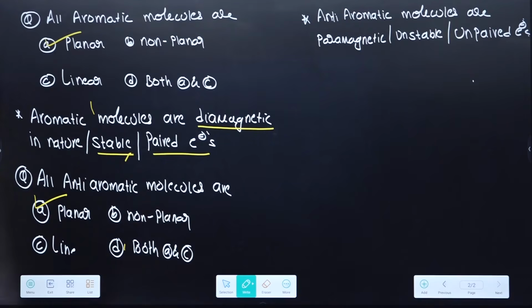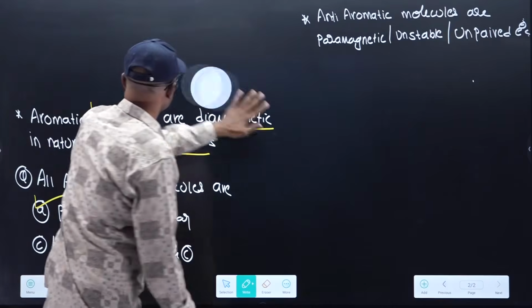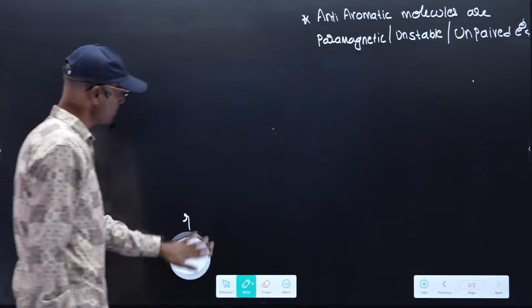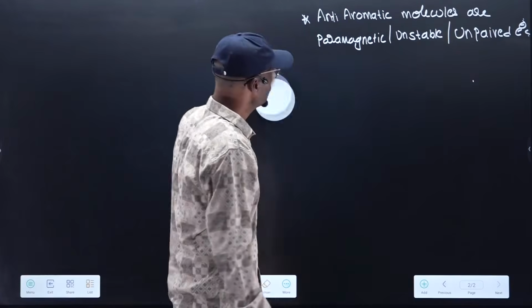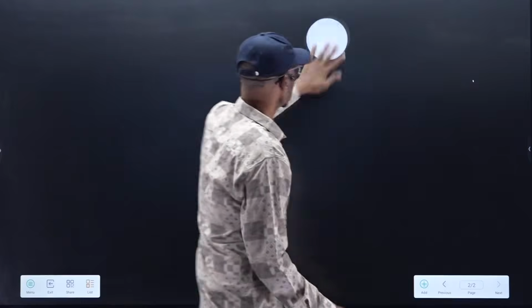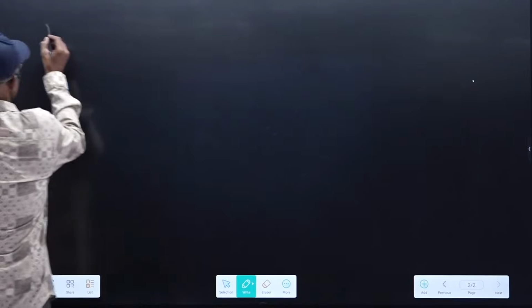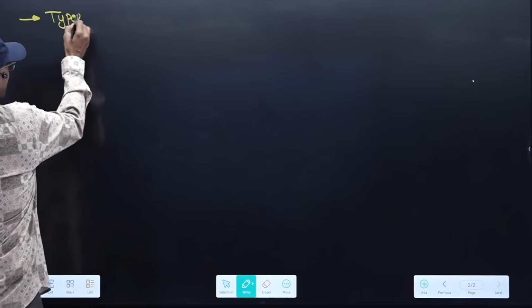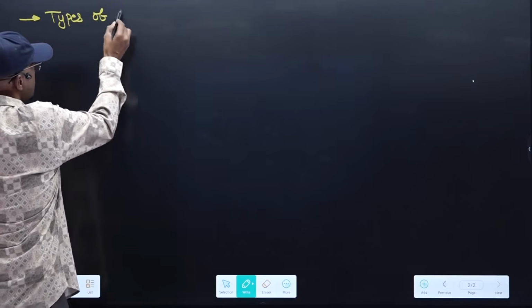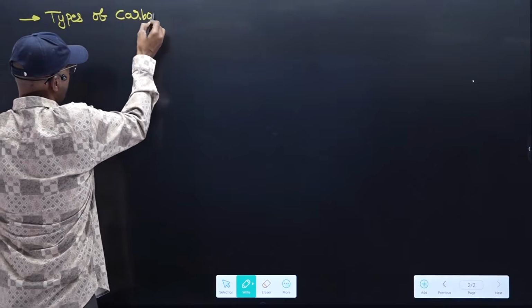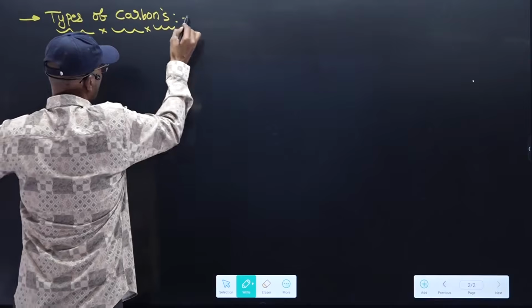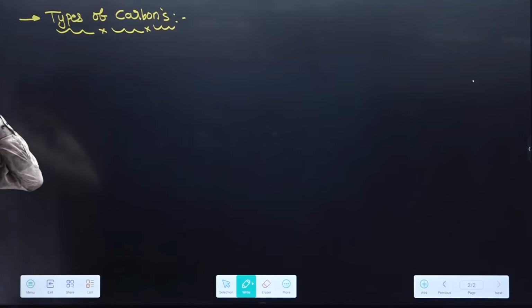So that is about planarity and linearity. Is it linked with hybridization or not? Yes. If you know the concept of hybridization, maximum concepts will be very easy for you. That is the advantage of hybridization. Next, after linearity and planarity, try to learn about types of carbons. Keep heading: types of carbons. How many types of carbons are present?